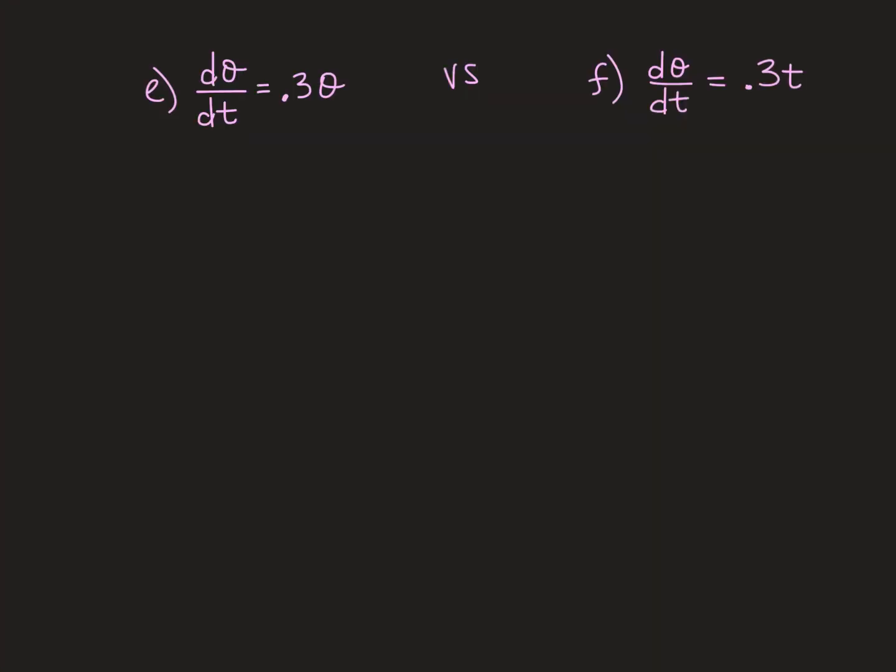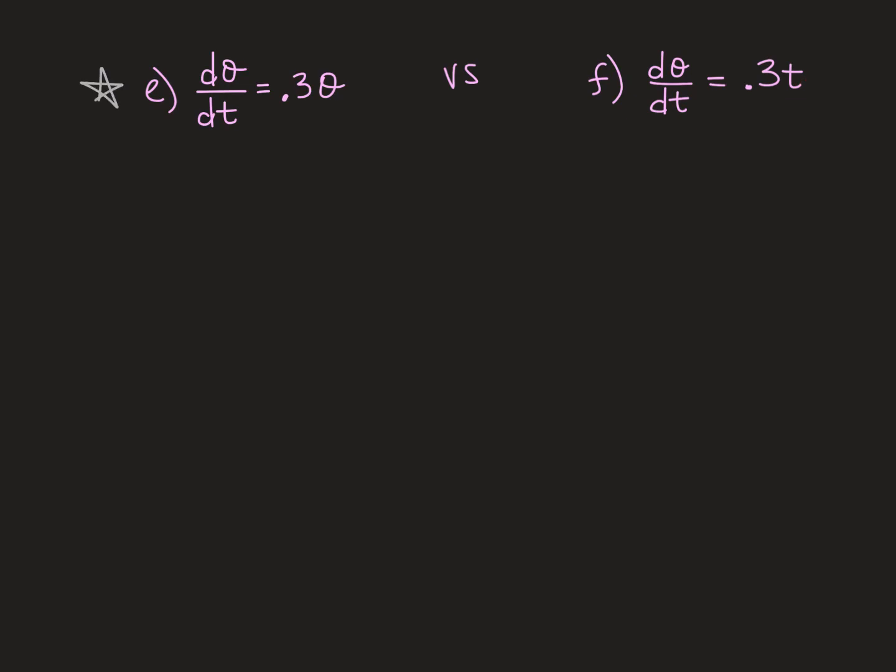For these last two here, these are similar to some of the book problems, but we'll note that they're almost the exact same differential equation, except this one has theta on the right-hand side and this one has the variable t. So doing our separation of variables is going to look a little bit different for each one.